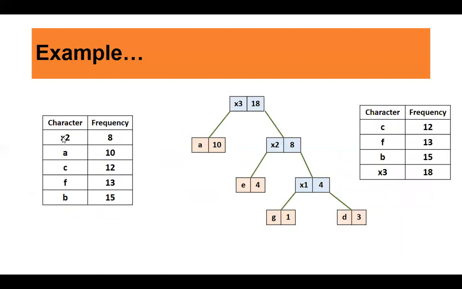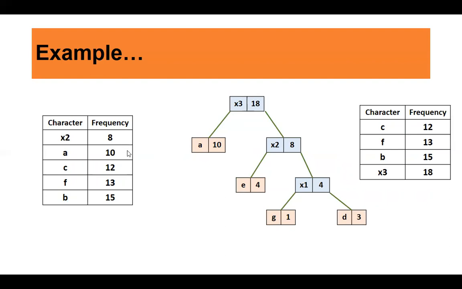Now again extract the next two minimum, that is 8 and 10. So x2 and A will be combined with another new internal node, that is x3. A is the input node, x2 is the internal node, right? Now you combine these two into a new internal node. We name it x3 and you add the frequencies. That is 10 plus 8, that is 18. Is it fine?